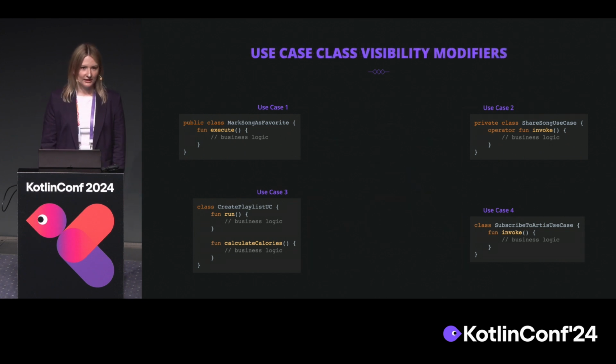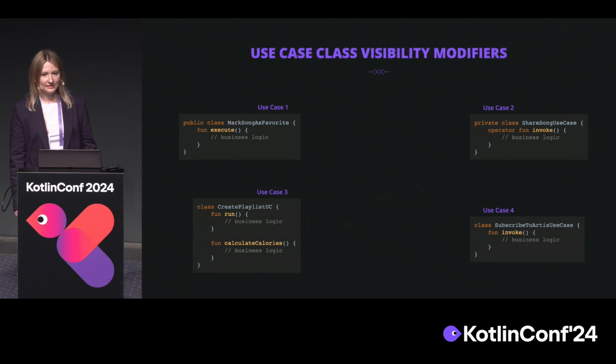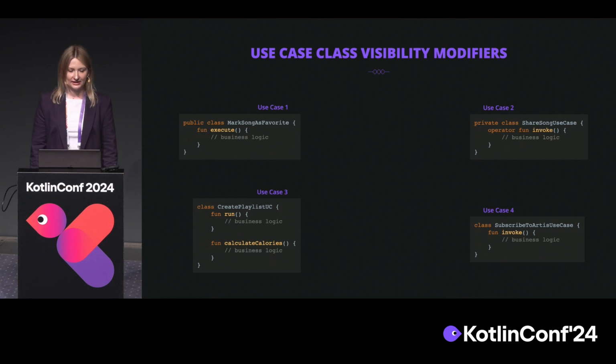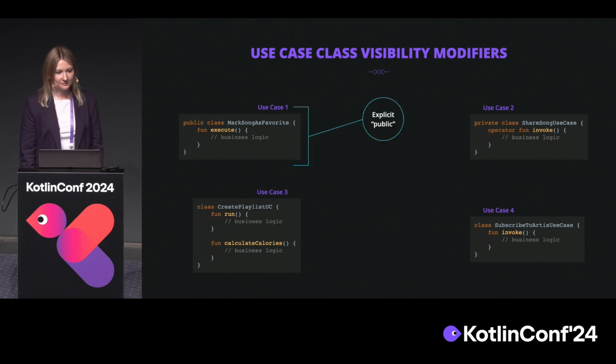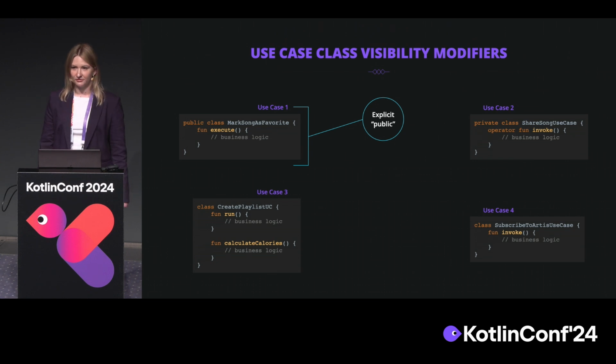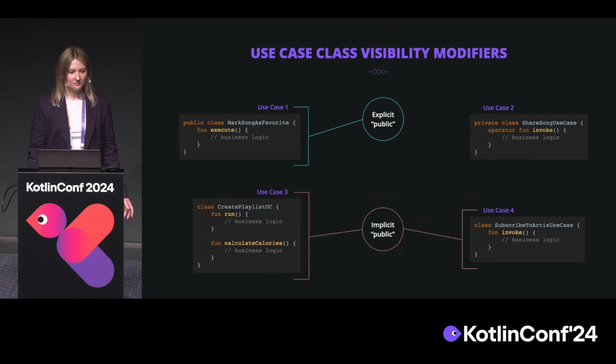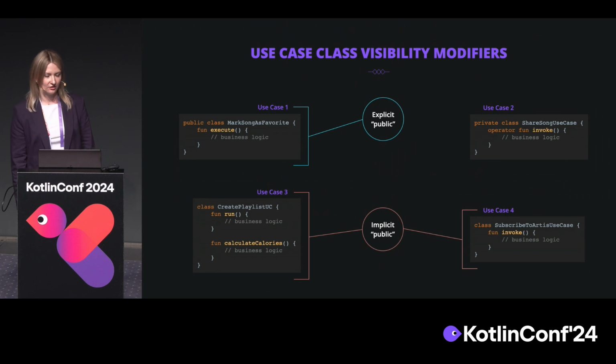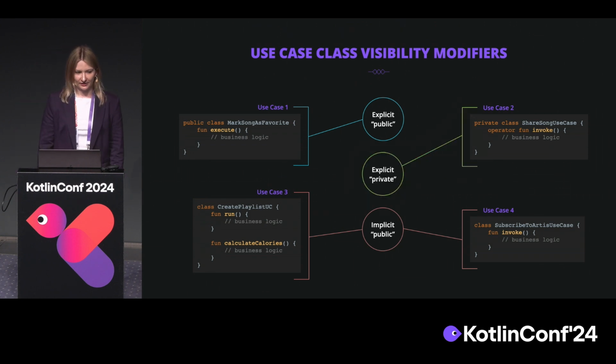There was one more thing that really confused her. The visibility modifiers of these use cases were also different. Some had an explicit public modifier defined in the code. Others had the implicit public modifier, as that is the default visibility modifier in Kotlin. The rest were private.